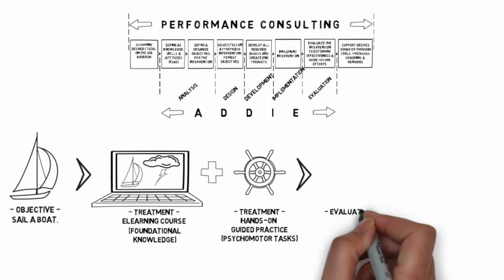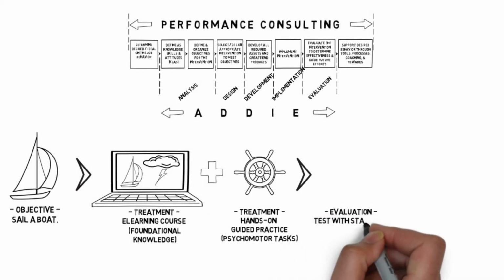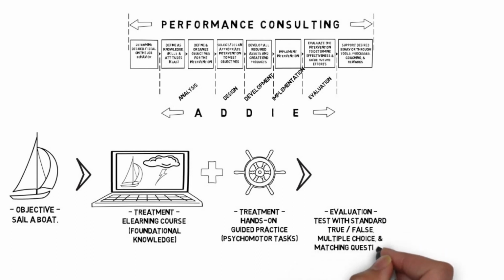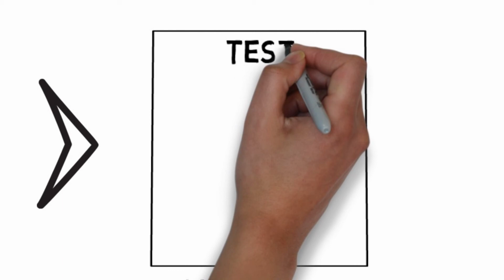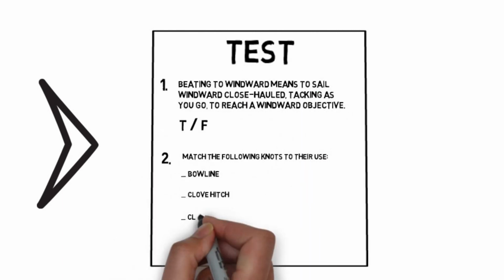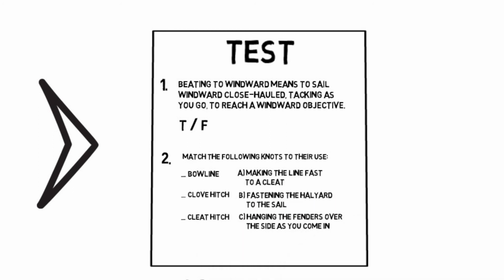Imagine that the learner has to complete a basic evaluation with standard true and false, multiple choice, and matching questions. The test could focus on sailing jargon. It could also include matching knots to their intended use. By now you should have recognized that such a test is out of alignment with the true KSAs of sailing a boat. There's a big difference between knowing which knot to tie in a storm and actually tying the knot while waves are crashing up on you.